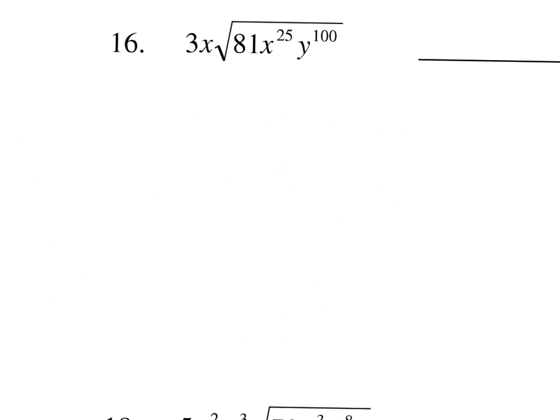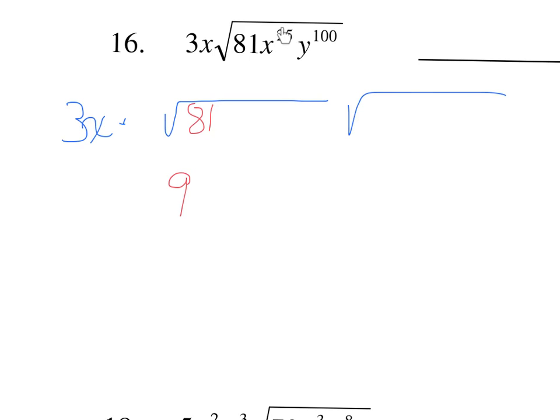All right, this is just more of the same. We've got the 3x being multiplied on the outside. We have an 81 here, which we know is a perfect square. If you want to go right to the 9, make sure you write it on the outside. Now don't be fooled. x to the 25, just because 25 is a perfect square doesn't mean that x to the 25 is a perfect square. When you're talking about exponents, only the even exponents are perfect squares.